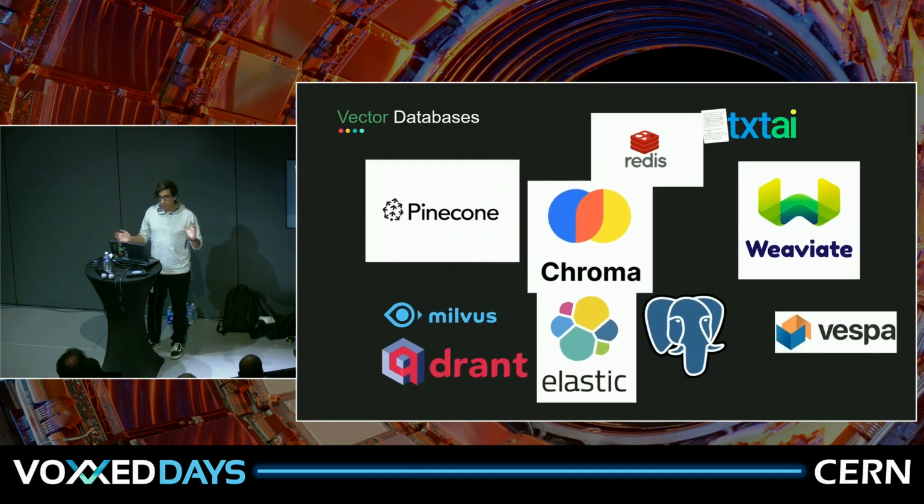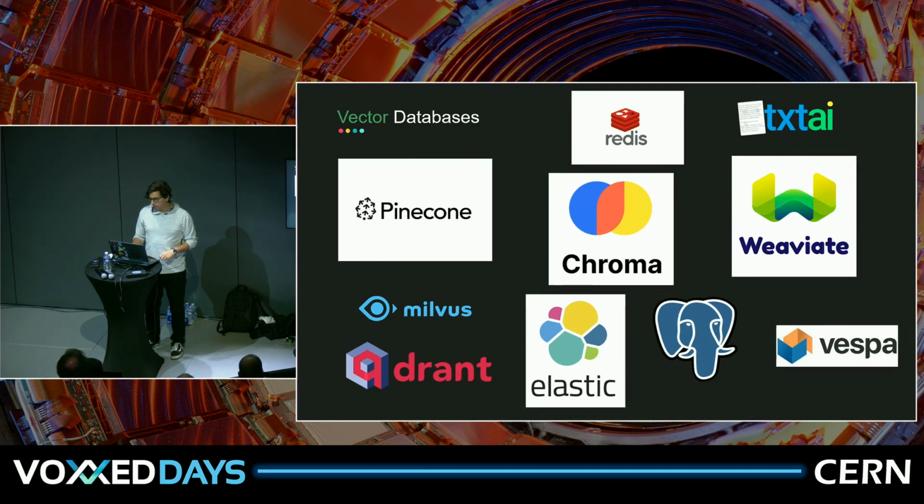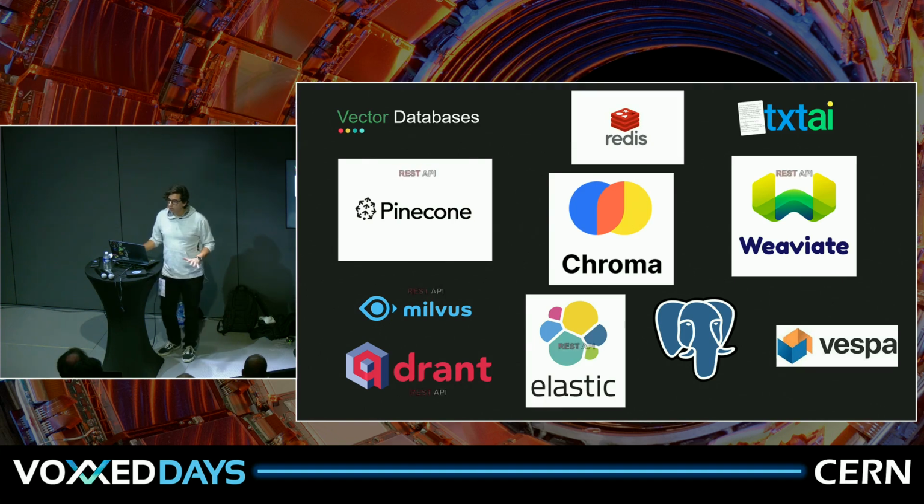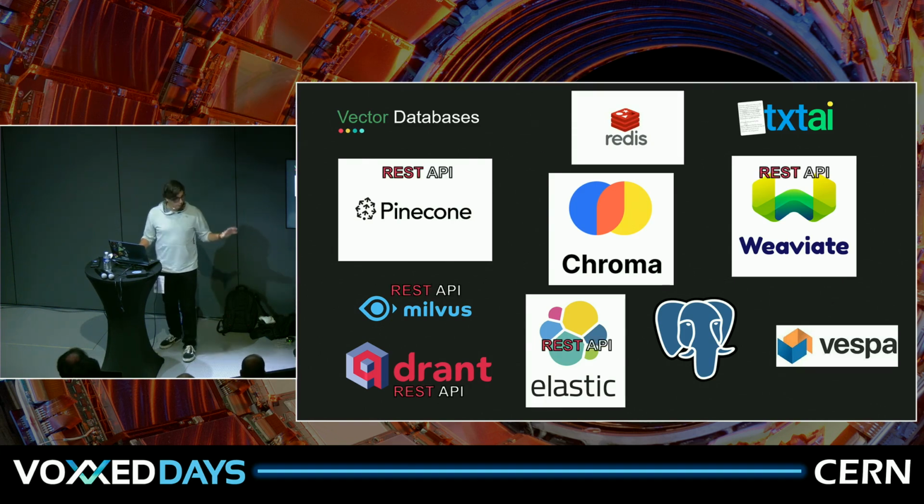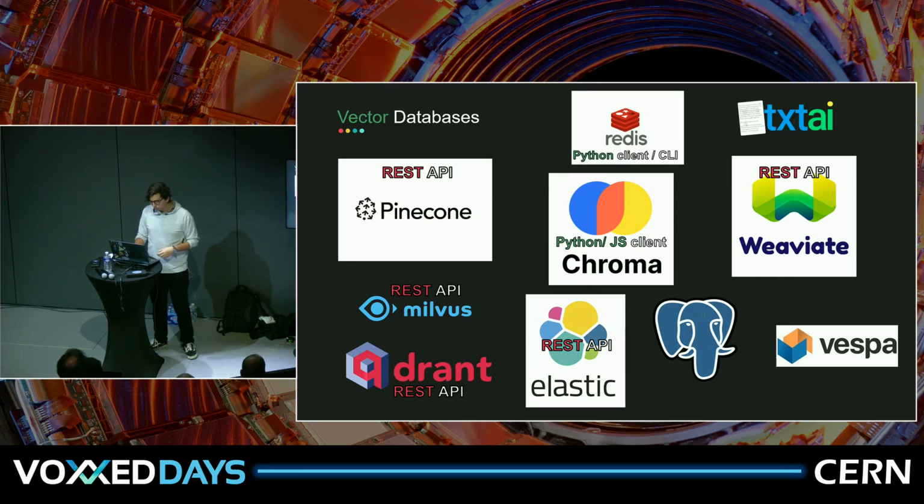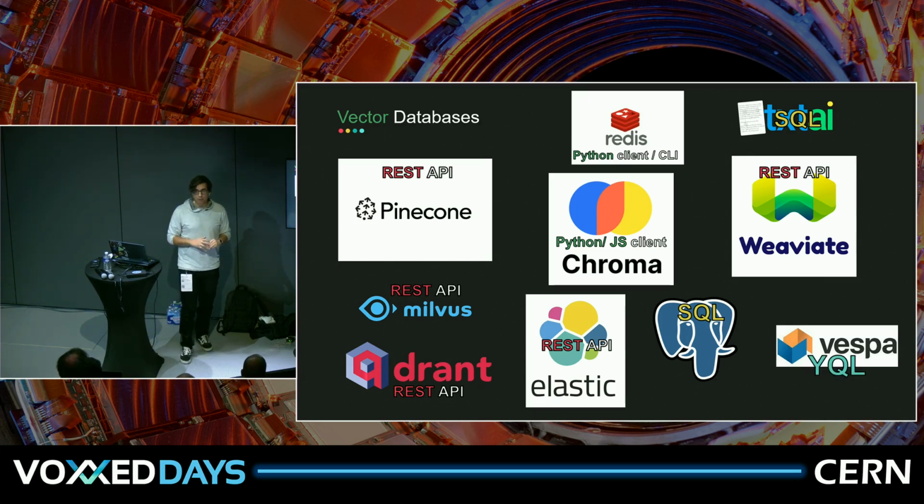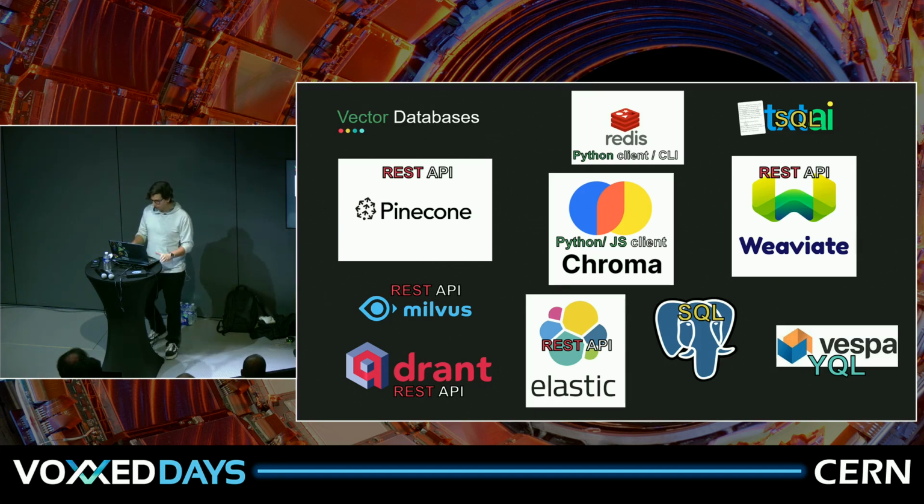Finally, you want to be able to query that data out of the databases. All of them have a Python CLI or a Python client, by the way, because Python is king in AI land. Some of them have a REST API, which you can call. Others have a JavaScript client or a CLI. Some you can call through SQL to retrieve your vectors or store your vectors. And finally, Vespa uses YQL, which is, I think, Yahoo querying language, which is a choice.